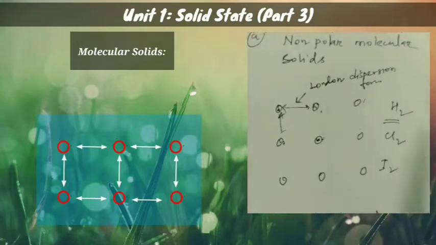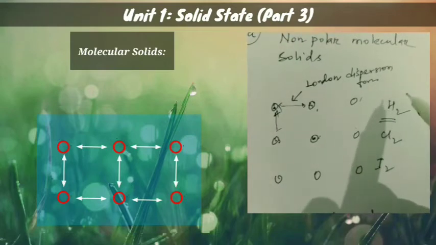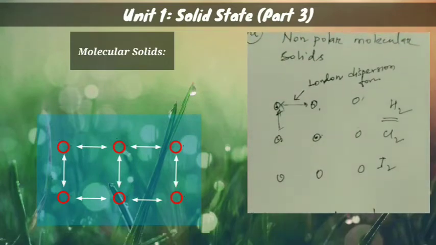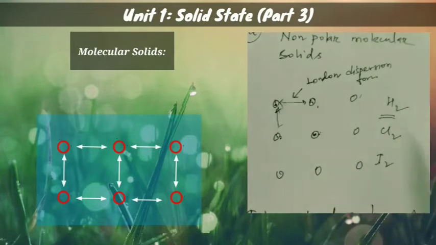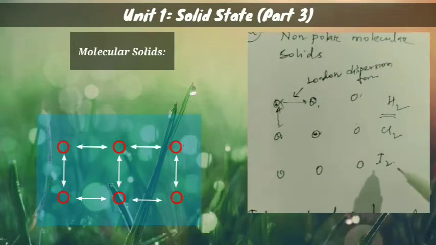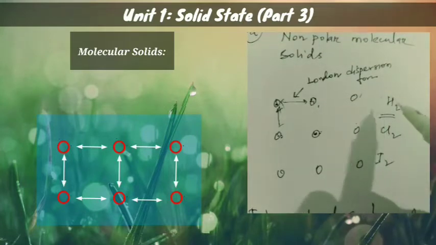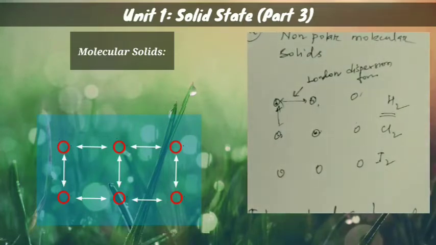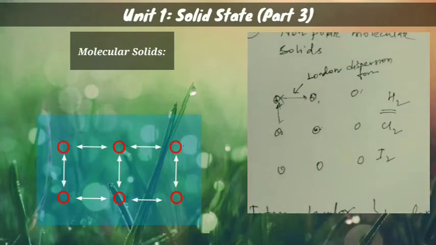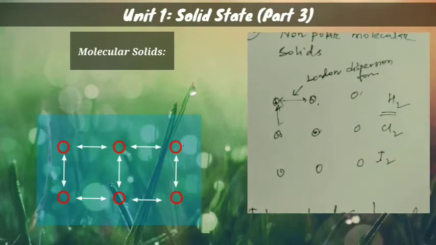The reason is that, no doubt, these are in the form of gas in a normal environment. That means at 25 degrees Celsius and 1 atmospheric pressure, they are in the form of gas. The gaseous state is the stable state in these normal conditions.